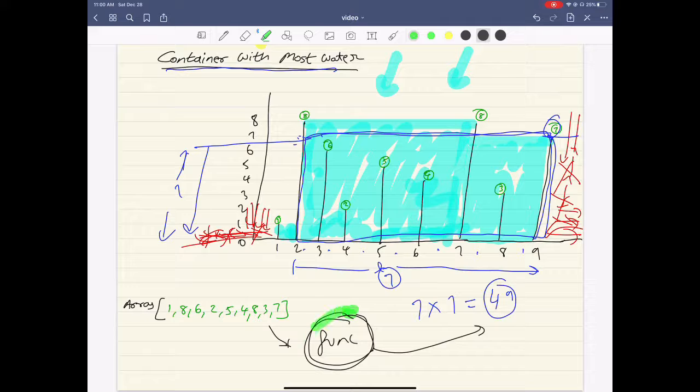So we need to write a function that takes input as an array and it should do some calculations and output should be 49.